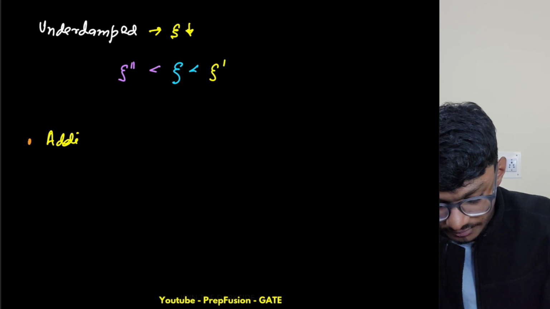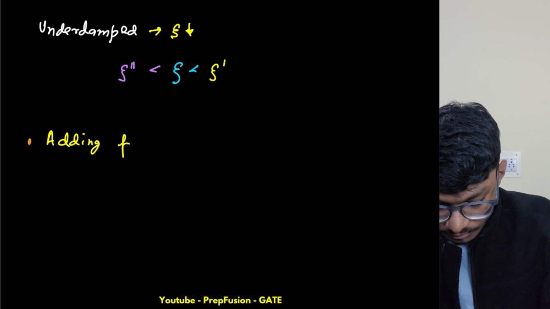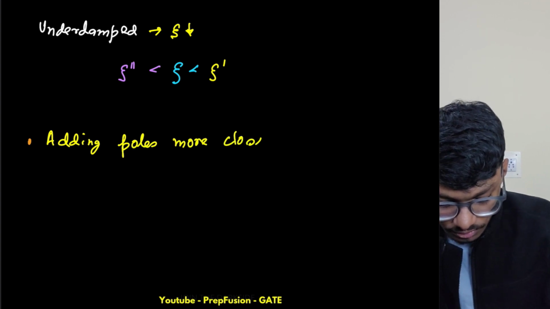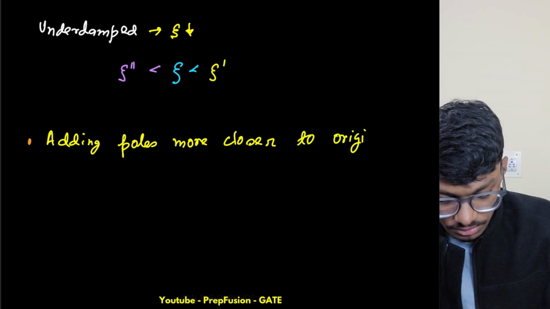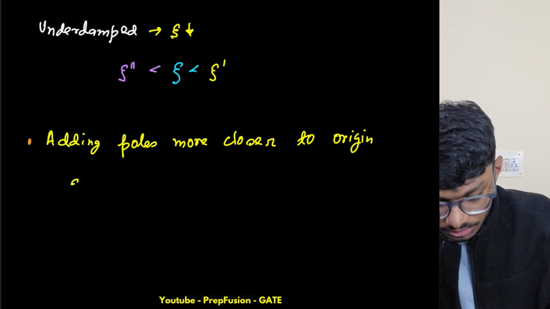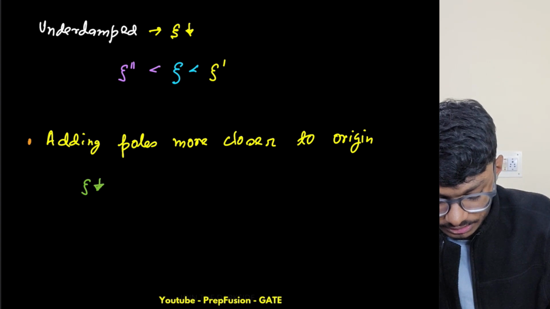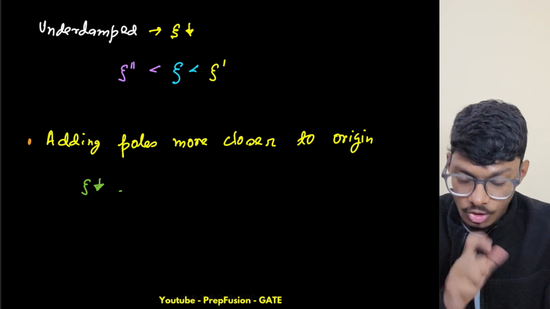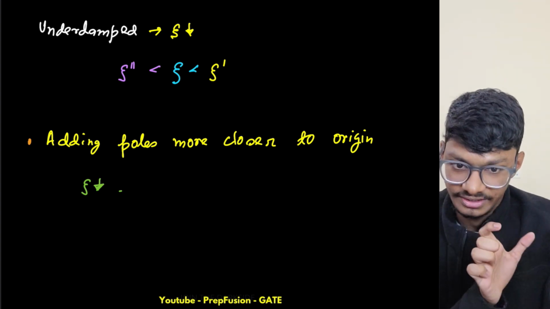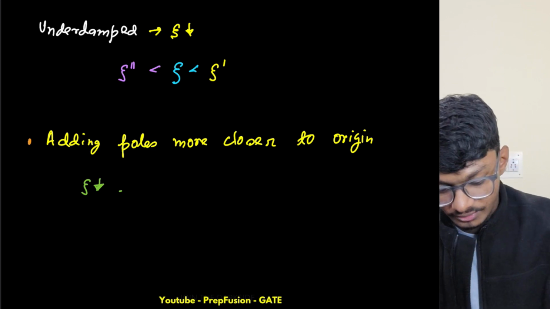You can calculate the values, I'm not calculating them, that's up to you. Adding poles closer to the origin, zeta reduces. If you add them further away, obviously zeta will be higher than this. So this is basically the crux and conclusion of this. Omega n doesn't vary that much, but zeta reduces. So if zeta reduces, what will happen? My bandwidth will increase.